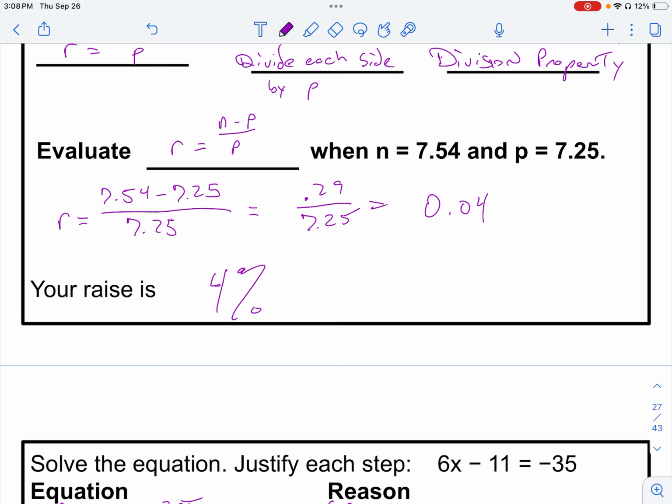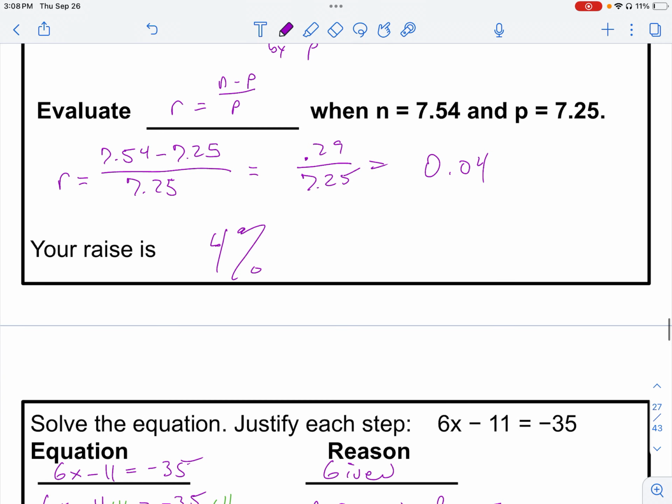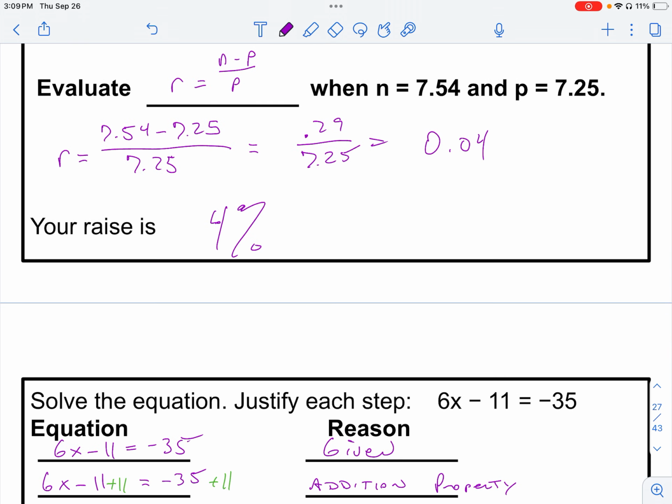To solve the equation, justify each step. 6x minus 11 equals negative 35. So we write the first equation because it's given. We start at the beginning with what we're given. Then we want to add 11 to each side to get the x by itself. That's our addition property.